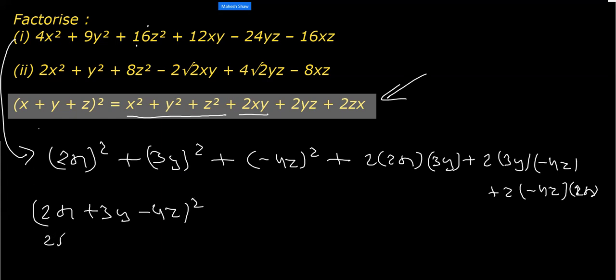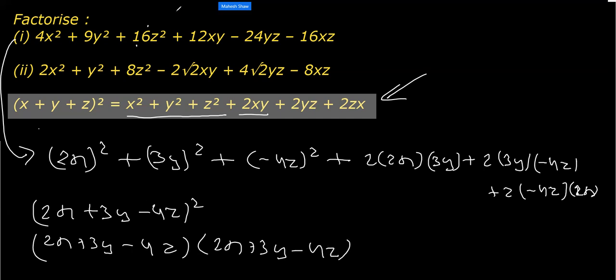Later on, you may write this twice, that is, (2x plus 3y minus 4z) multiplied by (2x plus 3y minus 4z). So this is how the first part can be done. Let's see how to solve the second part.